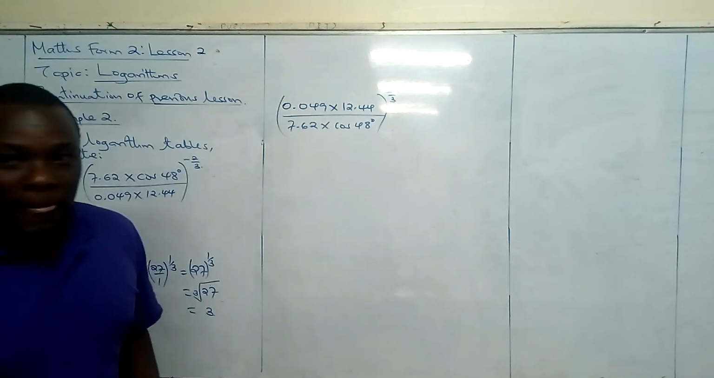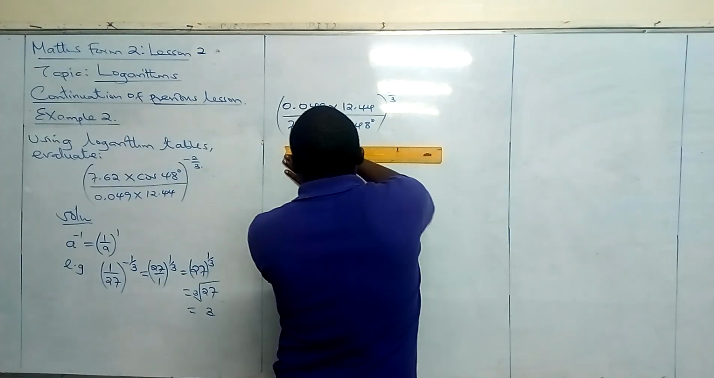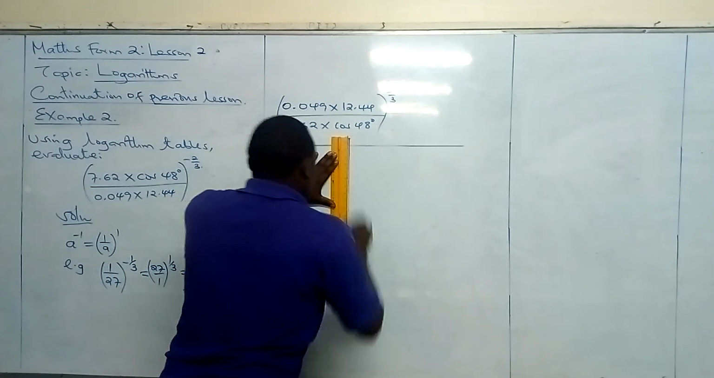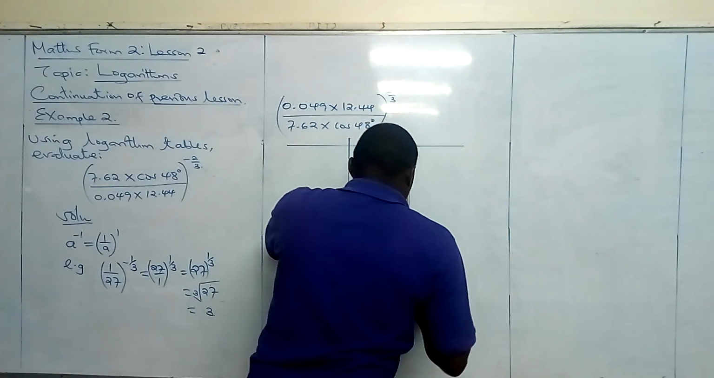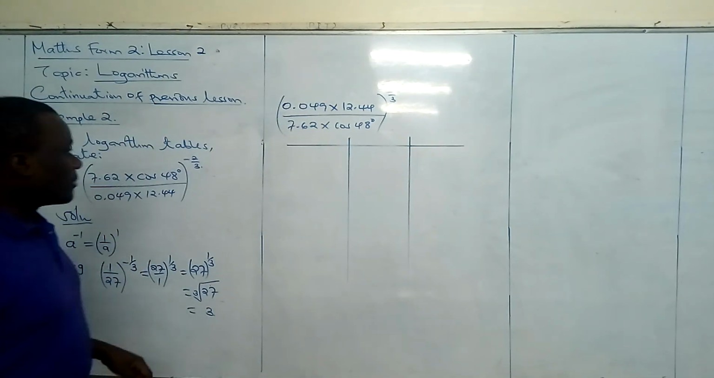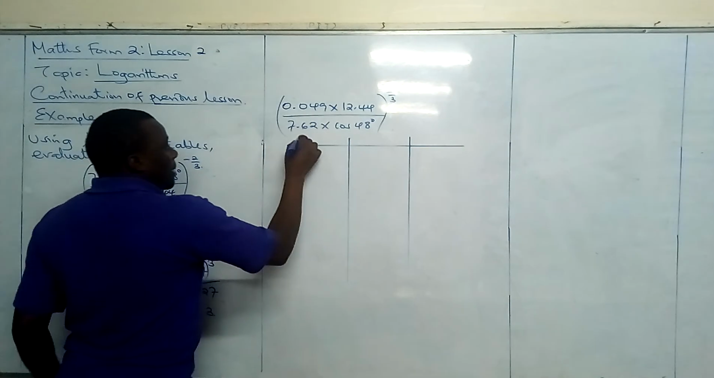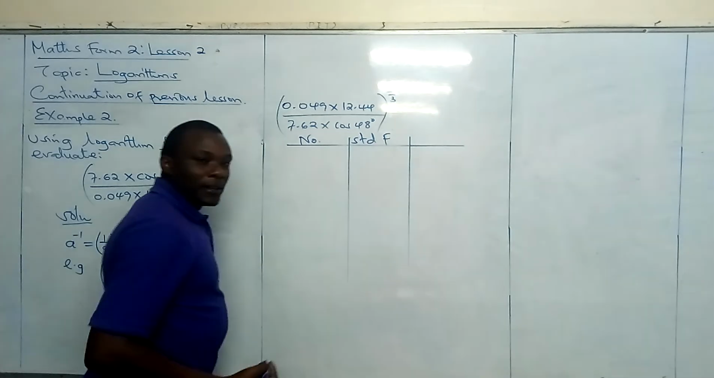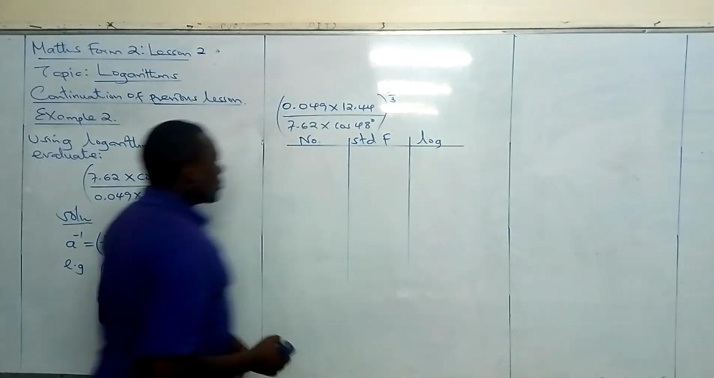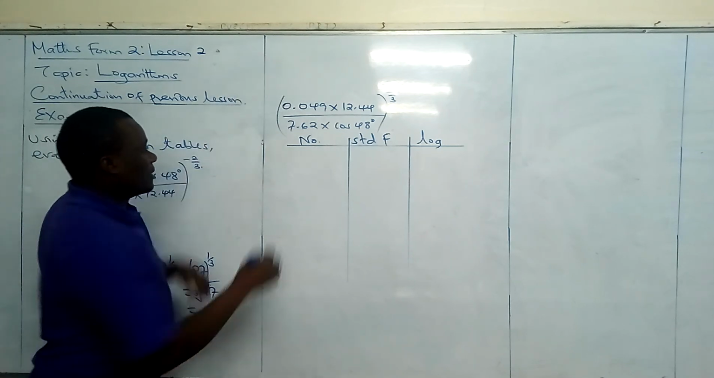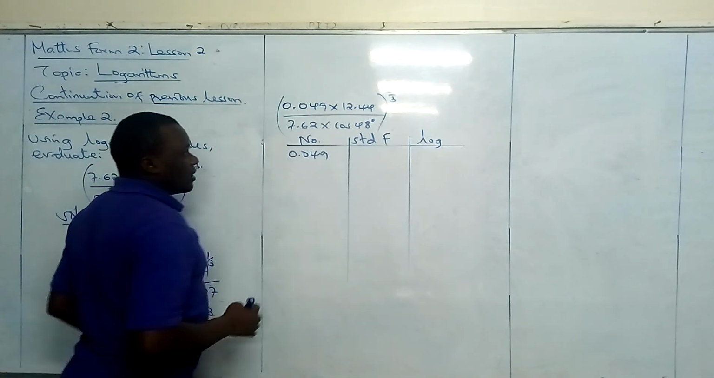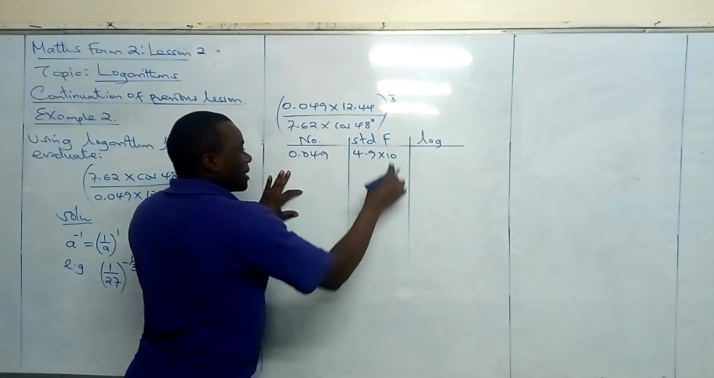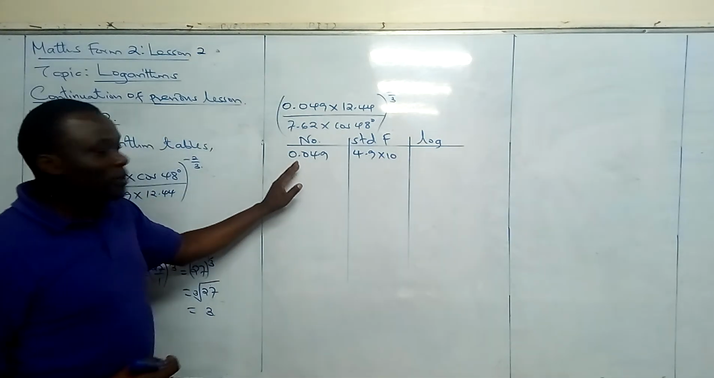From there now we will draw our table. So once we draw the table, we will say number, then we will say standard form, then we will say log. So we are starting from 0.049. We must write it in standard form, which will be 4.9 times 10 raised to the power. The power we put here depends on the steps we make.